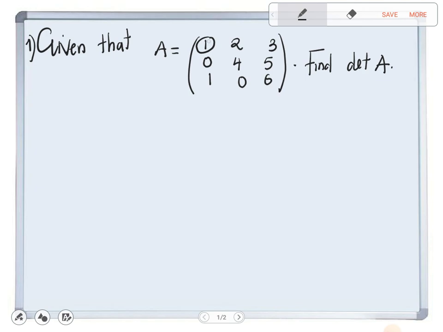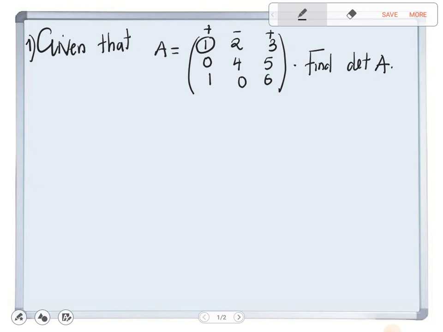If you're starting with the first row, these are the signs that we use. If you are starting from the second row, you use negative, plus, negative. If you are using the third row, we use plus, minus, plus. So whichever you decide to use, take note of those signs. I'm going to use the first one.